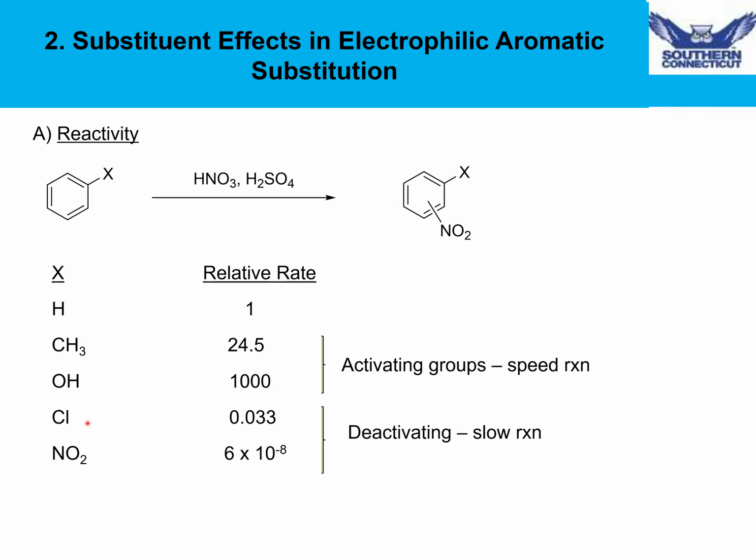A halogen, like chlorine, will deactivate the aromatic ring, so it is much slower when we use a chlorine on benzene. And when we use a nitro group, the reaction is even slower. So both a halogen and a nitro group are deactivating groups in terms of the electrophilic aromatic substitution reaction.